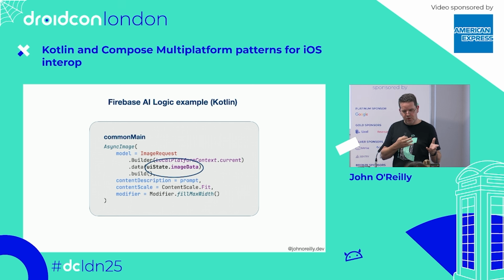And finally, showing Compose code using Coil to display the generated image. And again, this is common code.